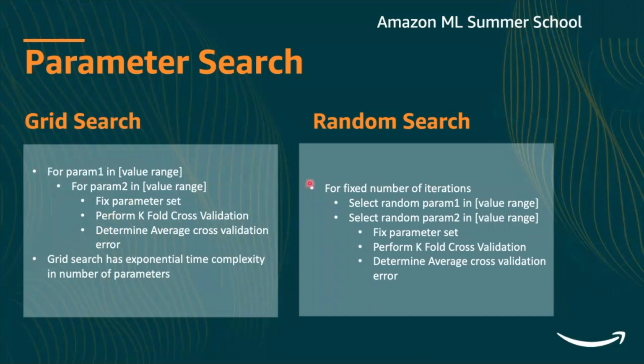There is also another type of parameter search which is known as random search, right? You fix a number of iterations, you select each of the hyperparameters randomly from a certain range. You perform a k-fold cross validation and determine the average. In this case, there is no guarantee that you would find the best parameter because you're not going through all the parameters. You're only going through some number of iterations. However, this is typically faster and you can do a parallel search here.